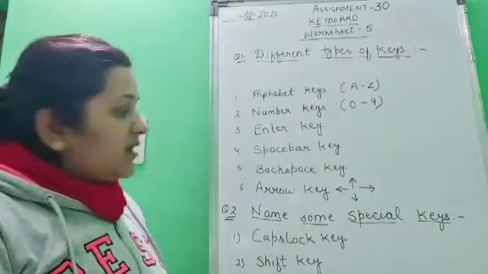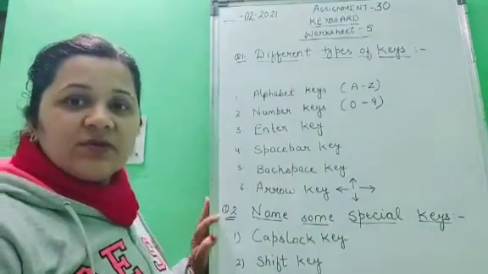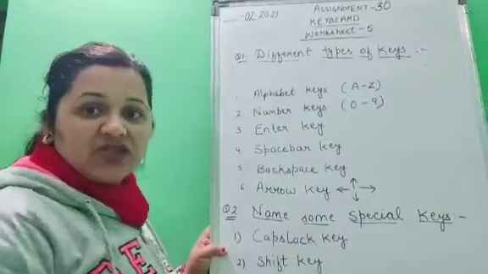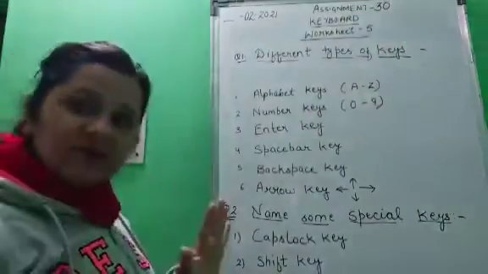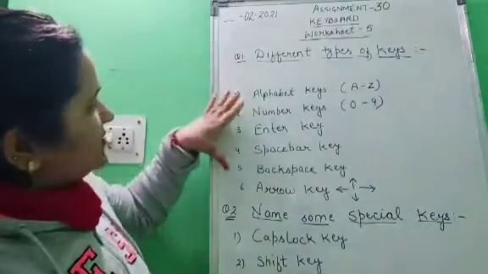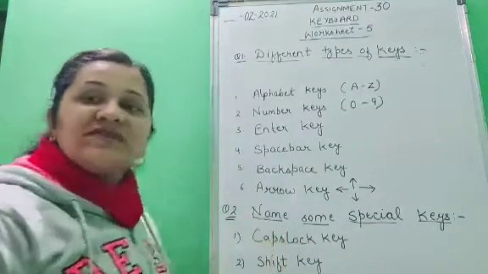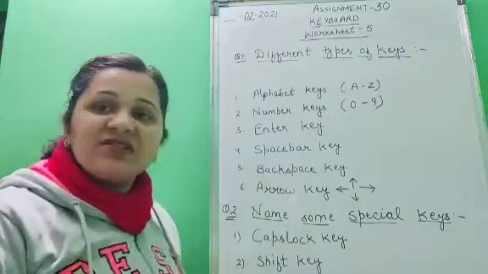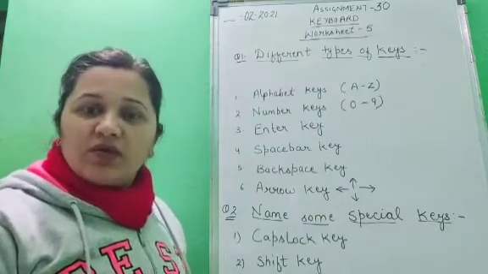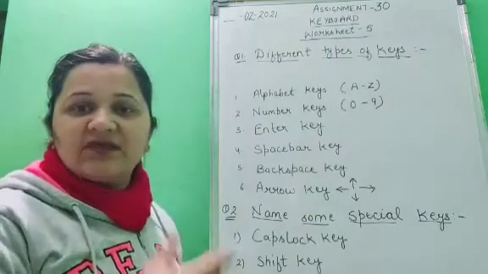Okay children. Now, next question. Question number 2. Name some special keys. Now, children, there are various different types of keys present on the keyboard. These are the different types of keys. These are the main keys. Now, here we also have some special keys. Why do we call them special? Because they have some special work. They can perform some specific task.